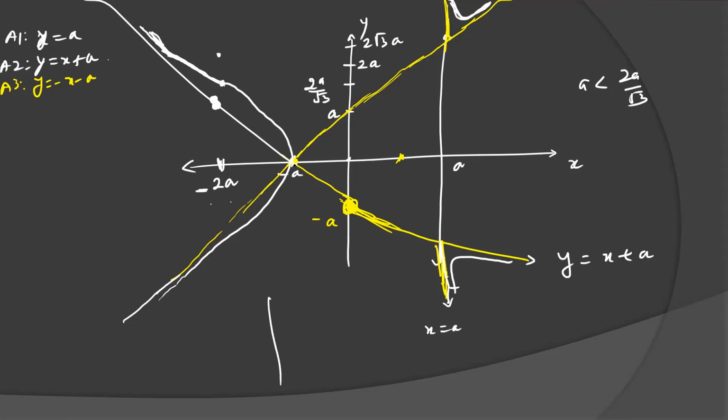It looks like this, above the line, and this will go in a curve. This will go like this, and the asymptote will go like this. These are the asymptote lines. And it is symmetric about the x-axis, so above the x-axis and below the x-axis will be the same.